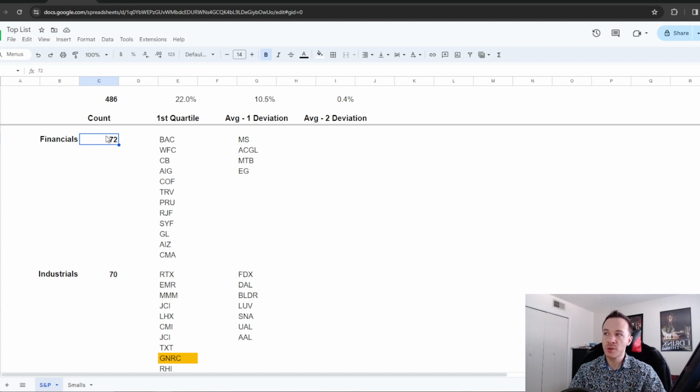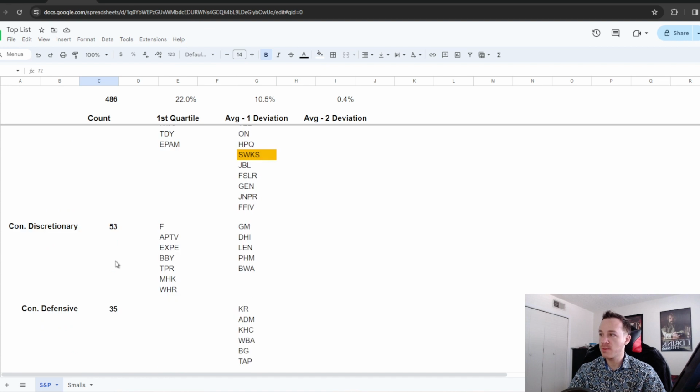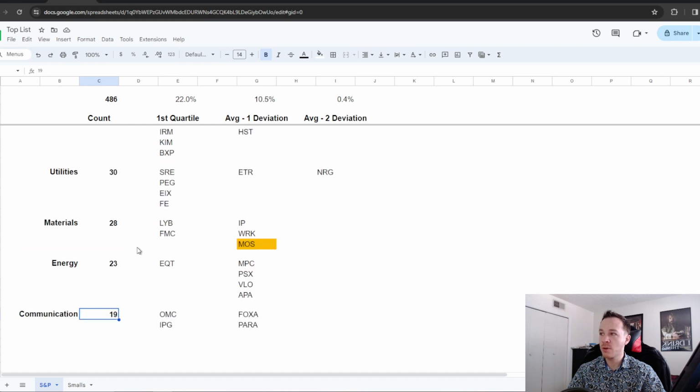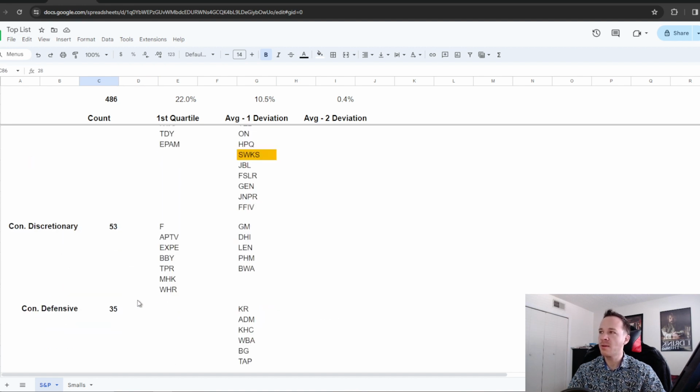So in the financials, we use 72 companies for our analysis, and you can come down the list to see those last few I did there. Communication only had 19 companies in its analysis. So as I said before, in general, in statistics, you really want a minimal sample size of at least 30. So there are at least 3 sectors here that don't quite hit that mark, but nonetheless, we do the best with what we can with this.